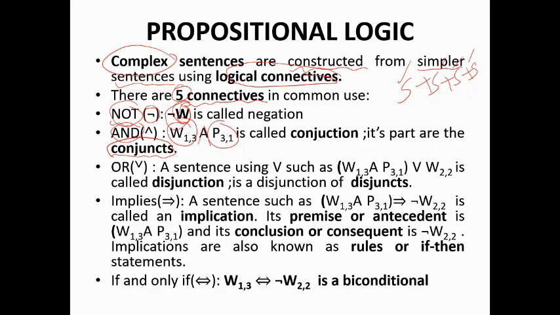And what is the meaning of this one? Let's say the sentence W13 is the bell is ringing, and the second sentence may be it is morning. If both are true, if the bell is ringing and it is morning, then it will be true altogether. If one is false, let's say it is night and I say it is morning, then the sentence will be false, and the overall will become false.